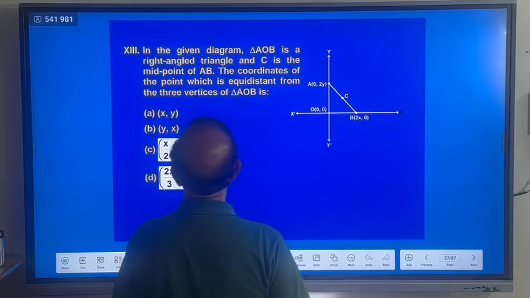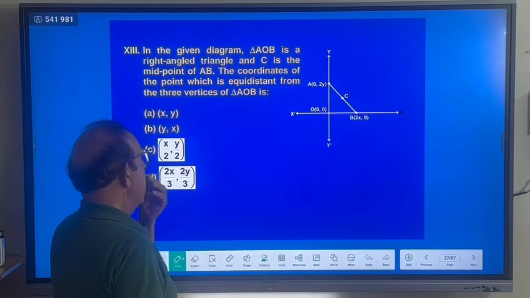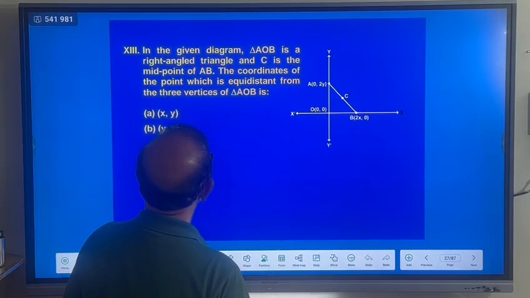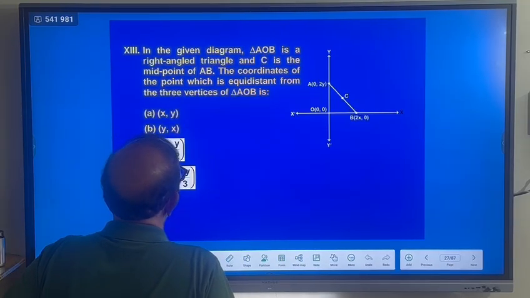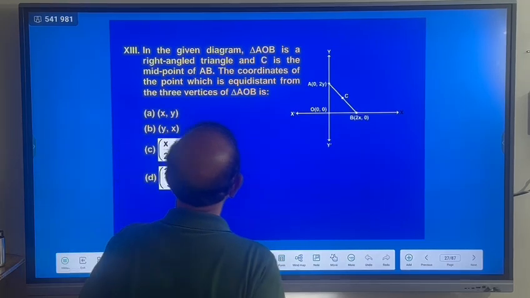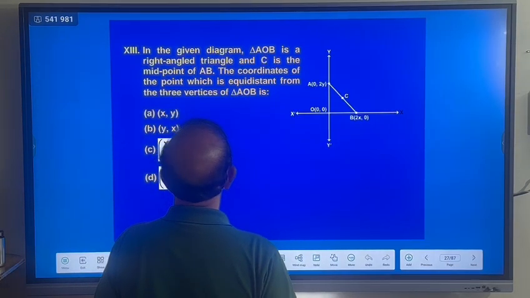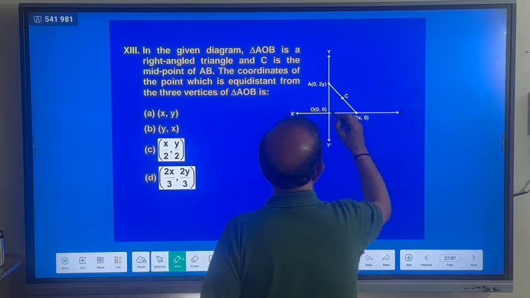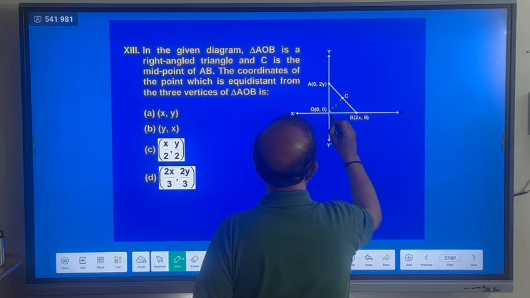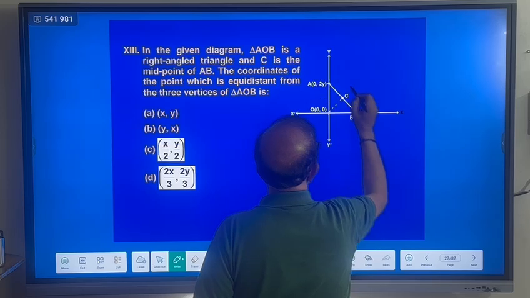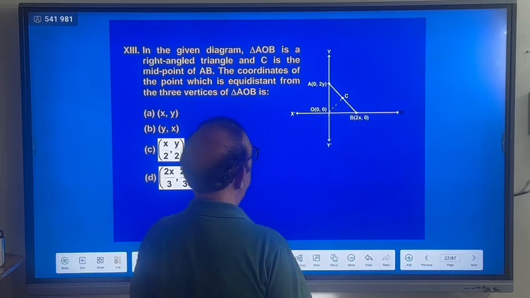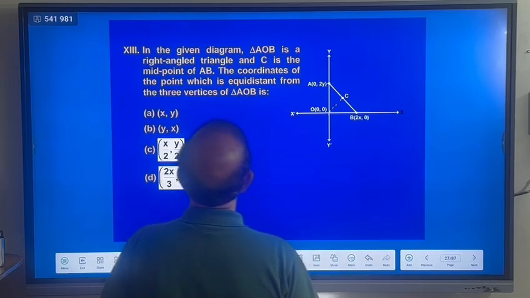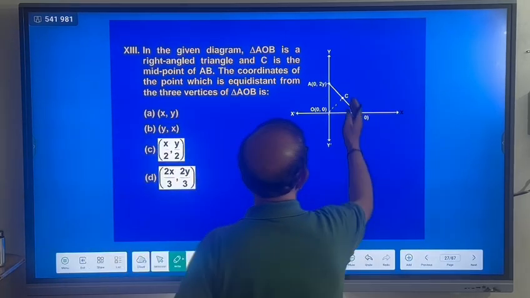Now MCQ number 13. In the given diagram, the triangle AOB is a right angled triangle and C is the midpoint of AB. One vertex is the origin, one is A and one is B. Now there are three vertices. Find the coordinates of the point which is equidistant from the three vertices.